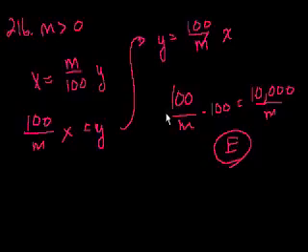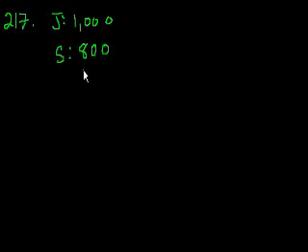Next question, 217. I'll use green. A certain junior class has 1,000 students. So the junior class has 1,000 students. And a certain senior class has 800 students. So some people dropped out. Or maybe they didn't. Maybe it started bigger or smaller.